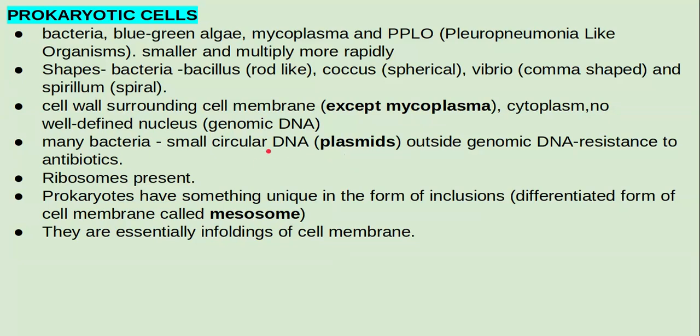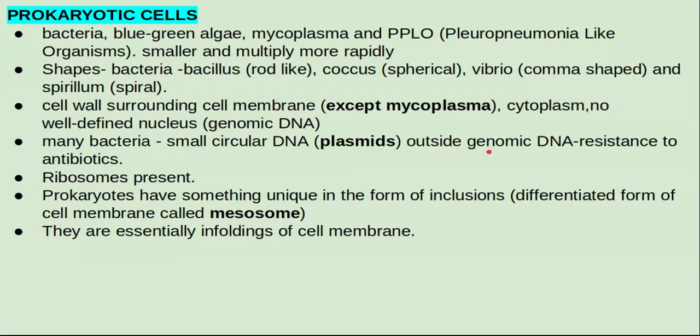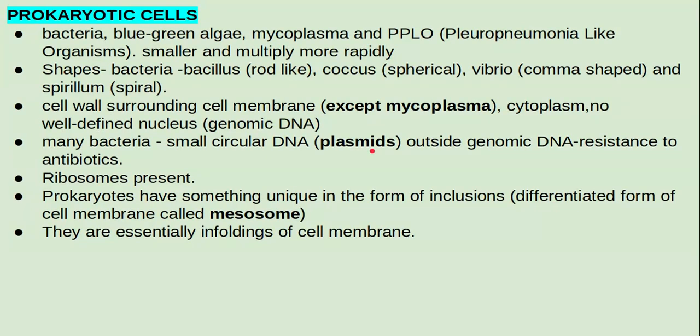It is a small circular DNA which is found in many bacteria. The genomic DNA is found inside the nucleus, but the plasmid DNA is found outside the nucleus, in the cytoplasm. That's why I've listed it here outside the genomic DNA. It gives the bacterial cell a characteristic feature: it makes it resistant to antibiotics. So it is kind of protective to the bacterial cell, because if bacterial cells have the plasmid type of DNA, then they will be resistant to antibiotics. This has been seen in labs.